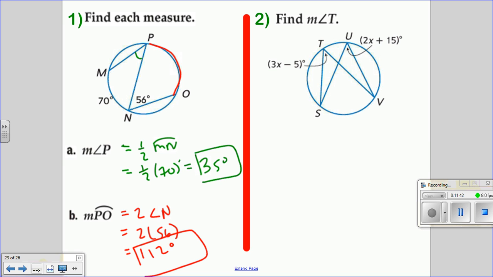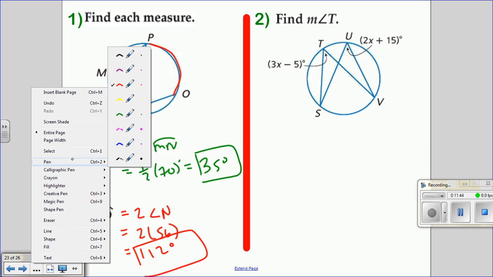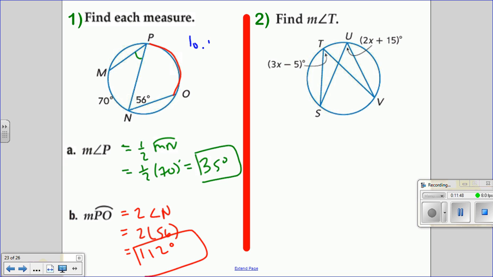And if you didn't notice, we were using theorem 10.6.